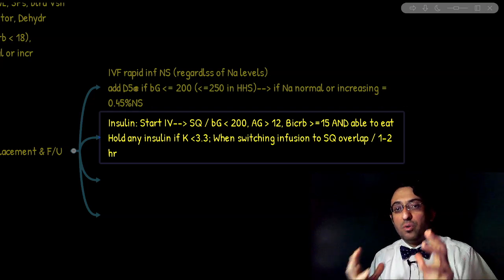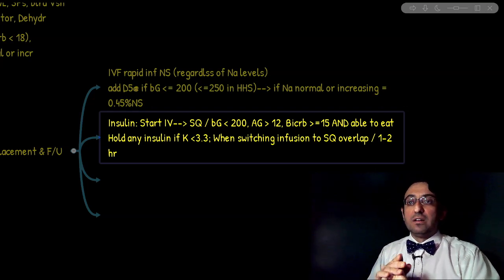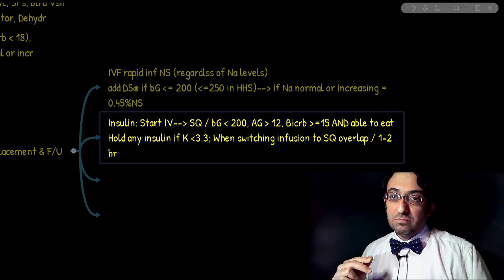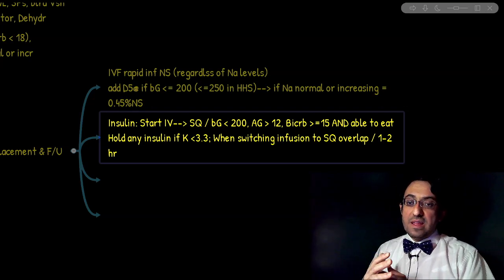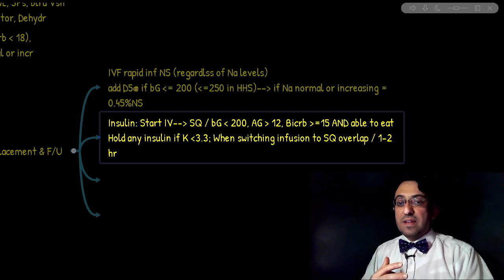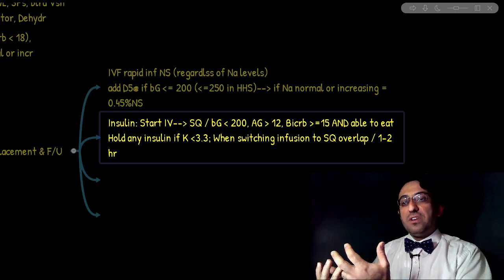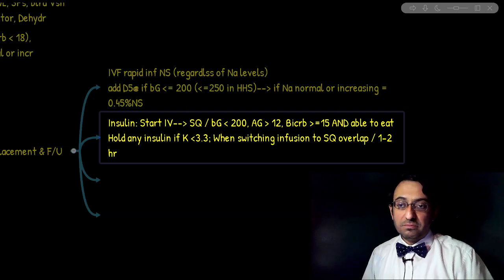So what are the overall indications for switching to subcutaneous insulin? One is blood glucose dropping to values less than 200. Two is the patient is able to eat. Three is normalization of anion gap, and fourth is the serum bicarbonate that is at least 15 milliequivalent per liter. Put it simply, some normalization of blood glucose and some normalization of acid-base status.